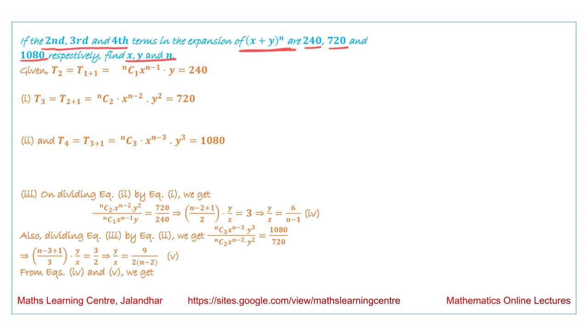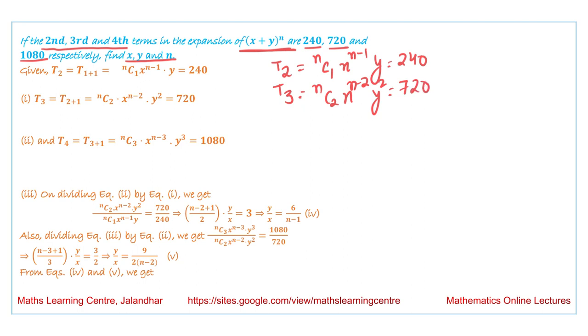If we write the value of T2, that will be equal to nC1 x raised to the power n minus 1 times y, and its value is given to be 240. When we calculate T3, it is nC2 x raised to the power n minus 2 into y squared, and its value is given to be 720. T4 is nC3 into x raised to the power n minus 3 y cubed, and its value is given to be 1080.